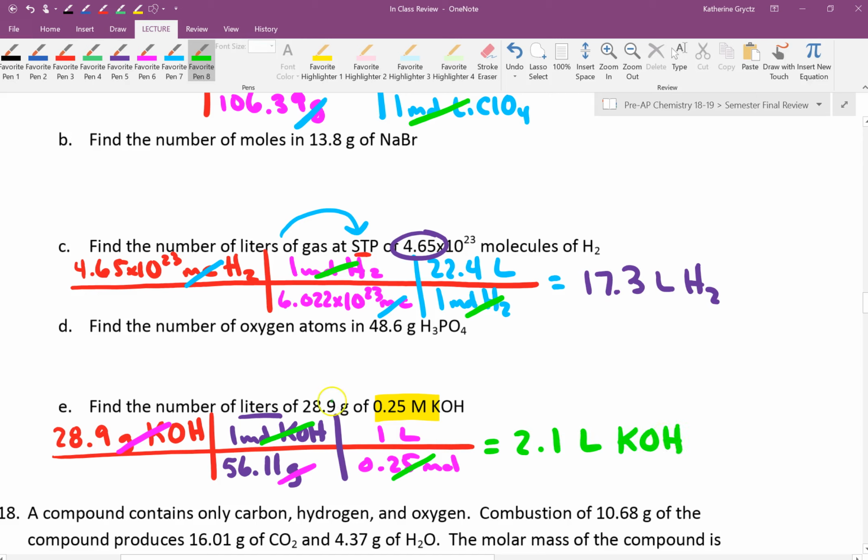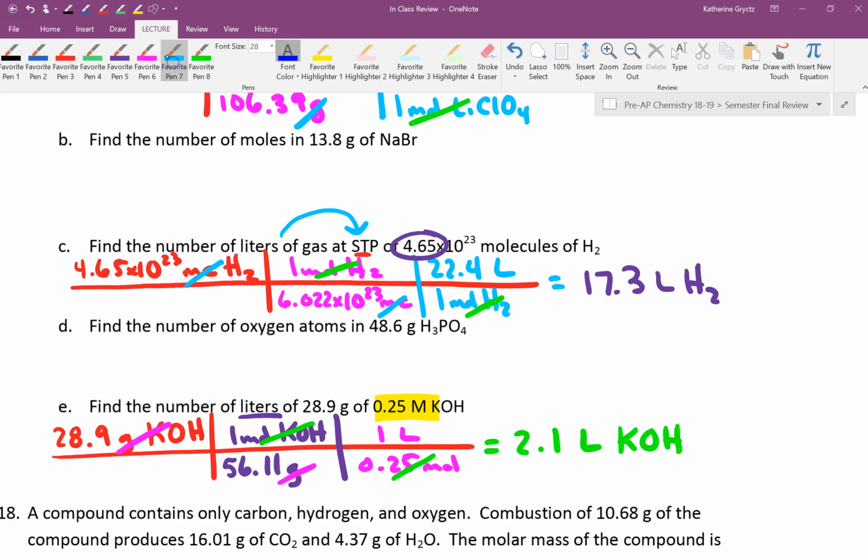Okay, because this one has 3 sig figs and this one has 2 sig figs, so we're going with the lower number given in the problem. So 2.1 liters. Okay. So I just want you to see the difference between liters. If they give you STP, you're using 22.4. If they're not, they're going to give you molarity, and you're going to use that one.